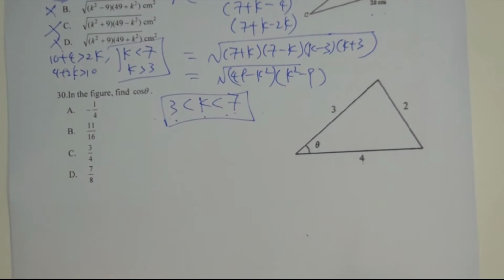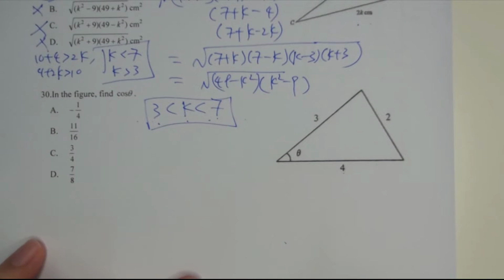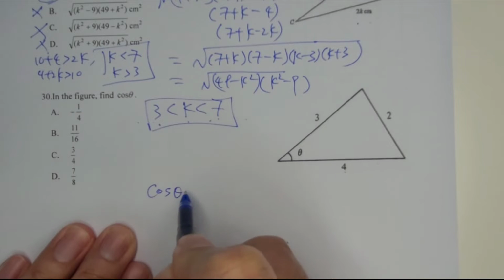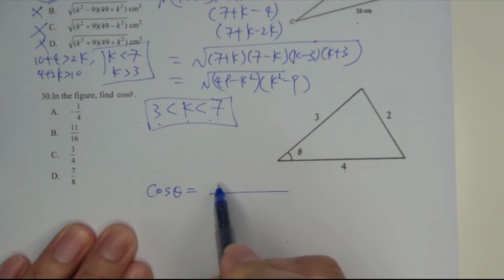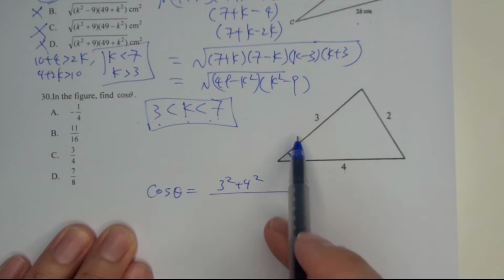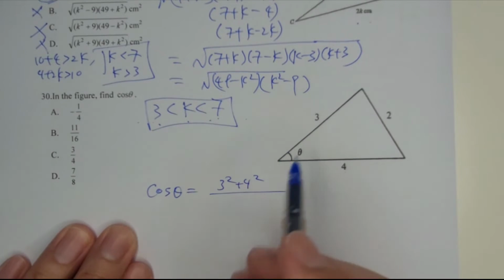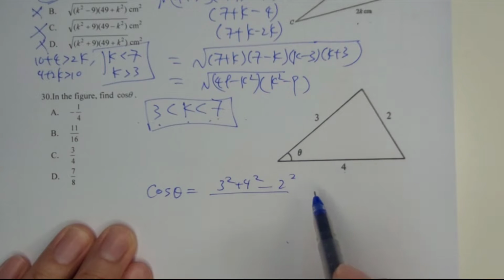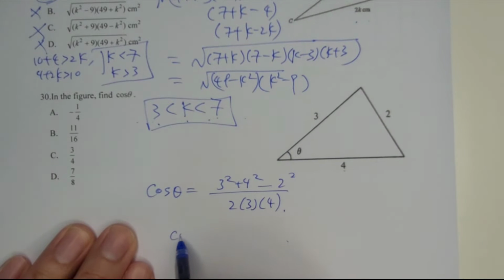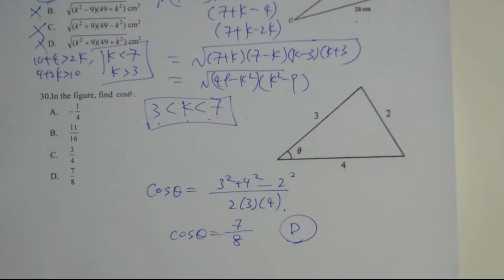So question number 30, quite a standard question about using the cosine formula. So cosine theta would be 3 squared plus 4 squared, the sum of the squares of these two sides, minus the opposite side squared, 2 squared, over 2 times 3 times 4. And you can get the answer, cosine theta is 7 over 8. So the answer is D. That's quite straightforward.